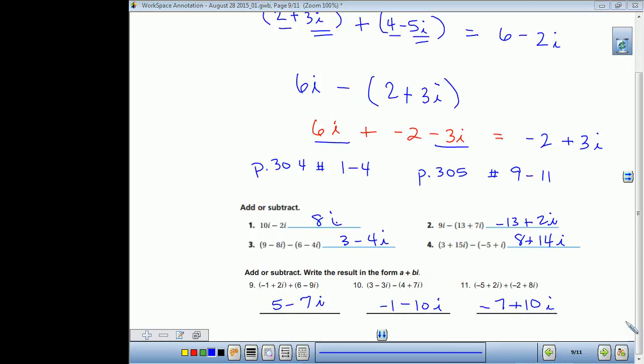Okay, let's check them. Did you get 8i? Negative 13 plus 2i. 3 minus 4i. Yeah. 8 plus 14i. Yep. 5 minus 7i. Yes. Negative 1 minus 10i. And finally, negative 7 plus 10i. We're set. Then you know what you're doing.